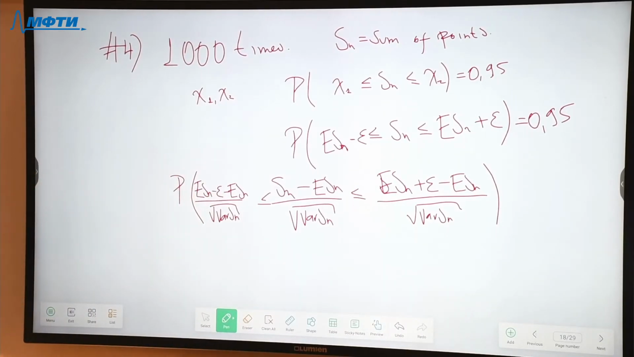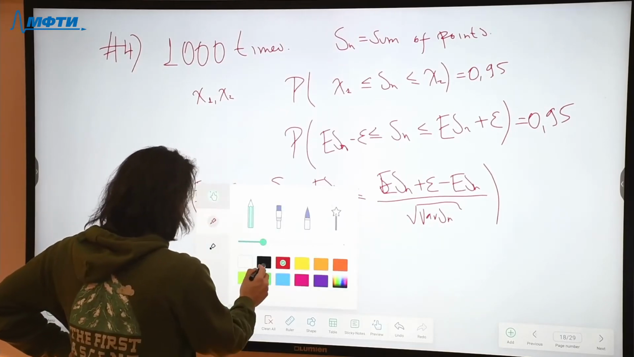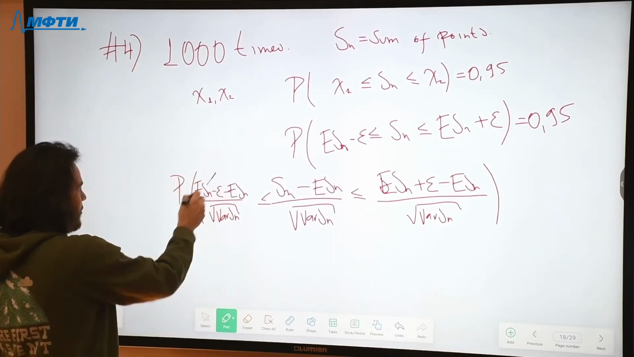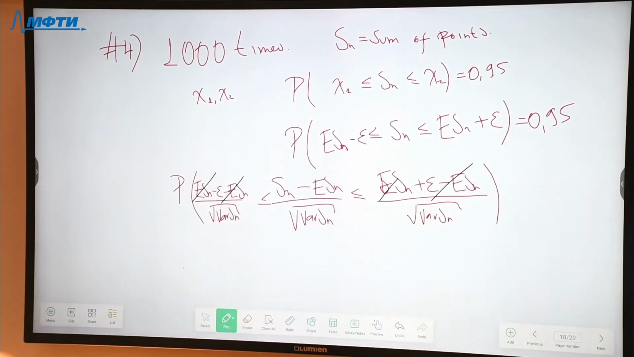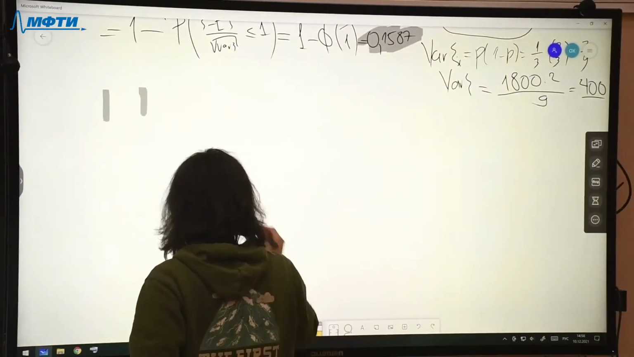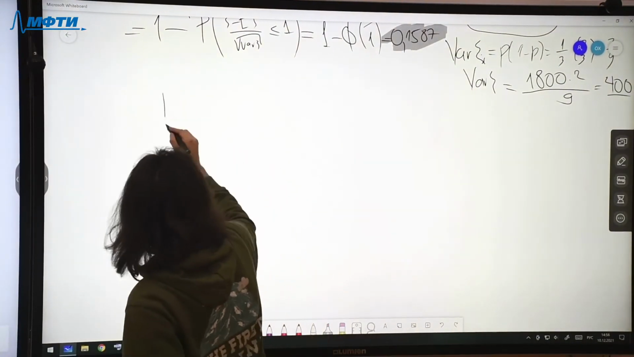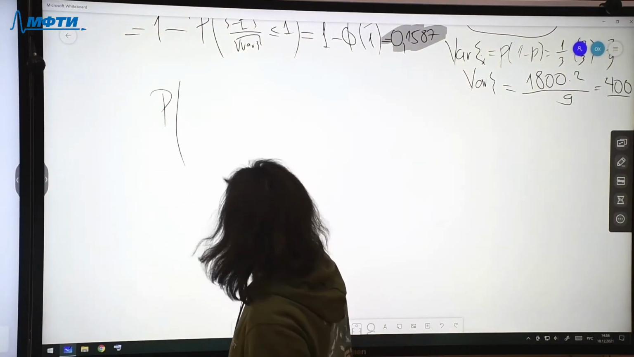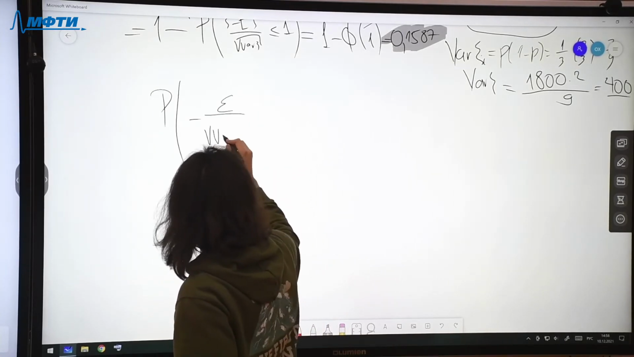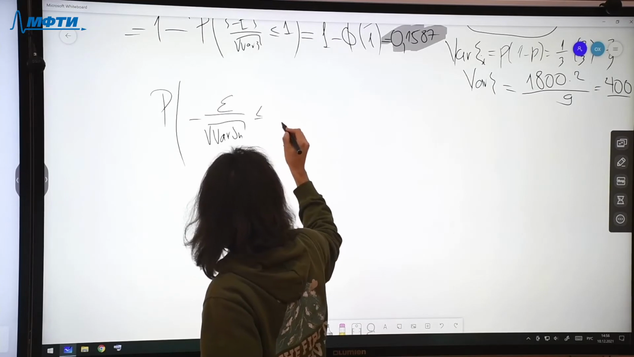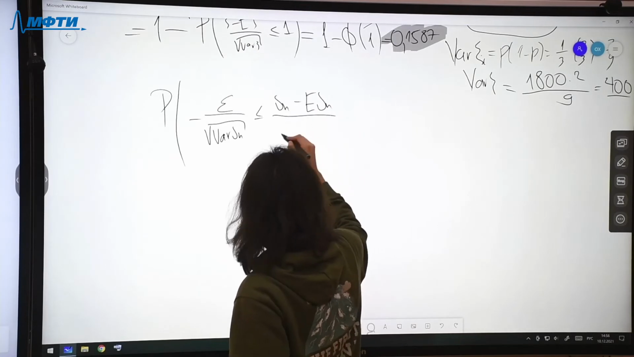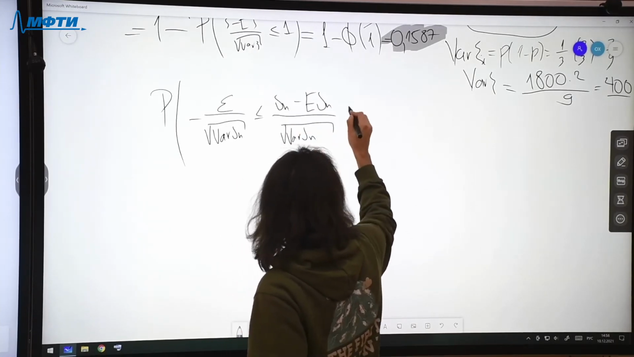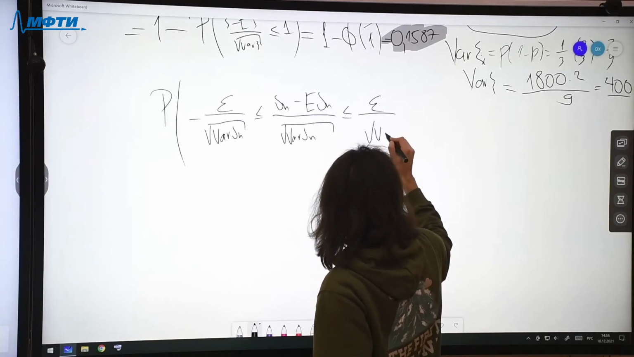Yeah. So what can we see? We can see that we have here plus and minus. So we get here the probability that minus epsilon over the square root of the variance of Sn is less or equal than Sn minus the expected value of Sn over the square root of the variance of Sn, which is less or equal than epsilon over the square root of the variance of Sn.